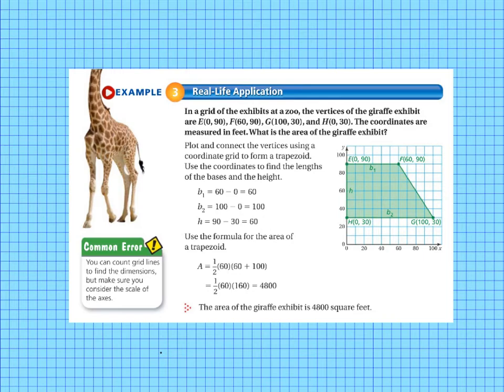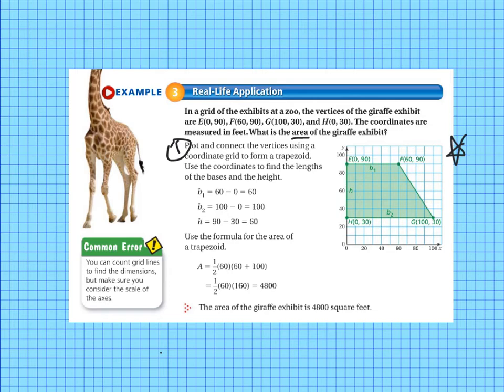So that's our job, is to figure out the area of the giraffe exhibit. So don't get that confused with perimeter. So step 1, we are going to plot and connect the vertices using a coordinate grid to form a trapezoid. So we go across and up to all the different coordinates, and we plot those points. And so you can see that done for you on the coordinate grid over here.